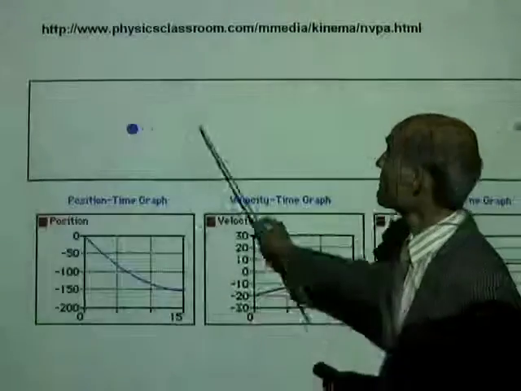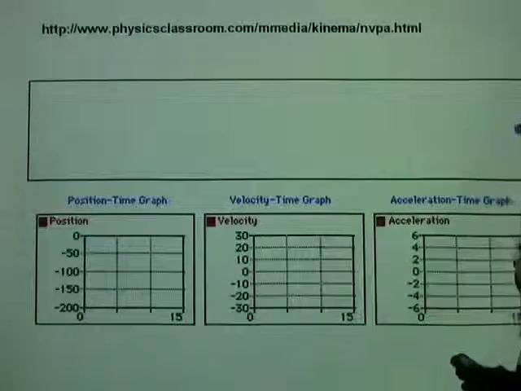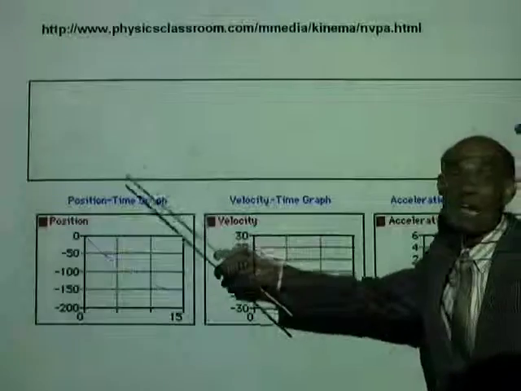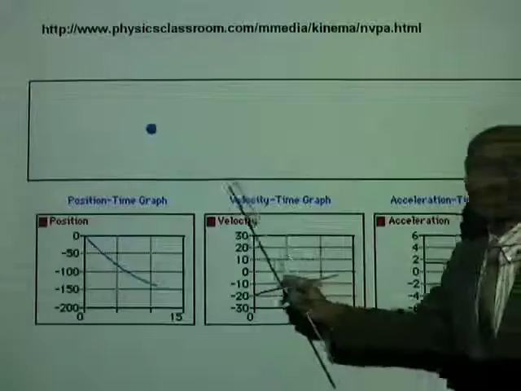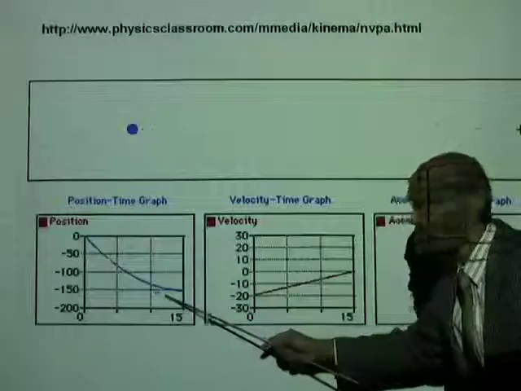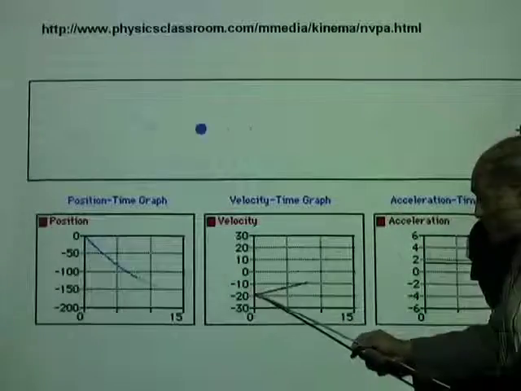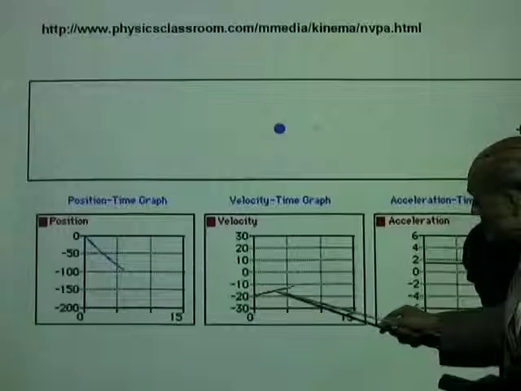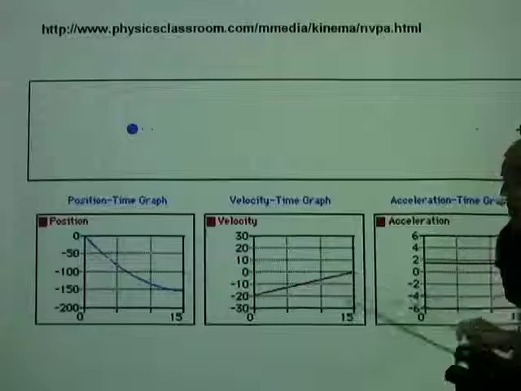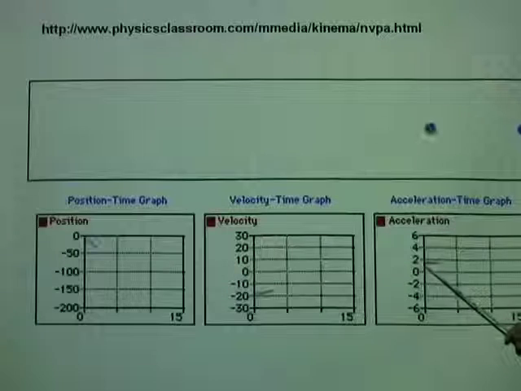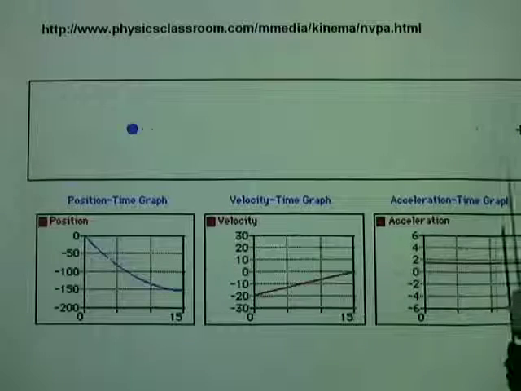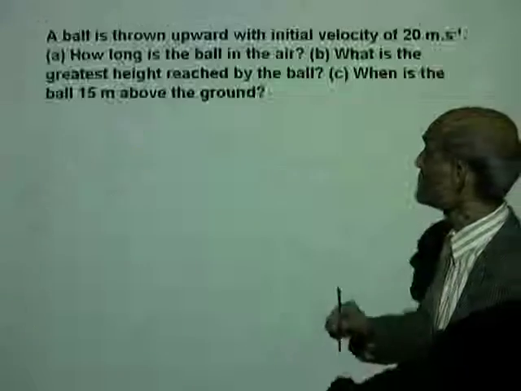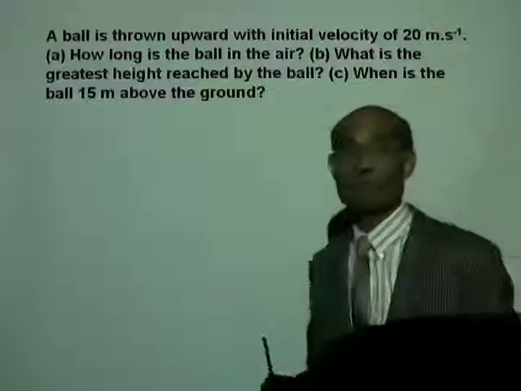Alright. Again, I have an animation of the same concept. An object moving to the left, negative velocity and positive acceleration. Look at that. The position function, the velocity function, it starts at negative 20 meters per second and increases to 0. And the acceleration is positive and uniform. Okay, let's move on. Let's do a problem.